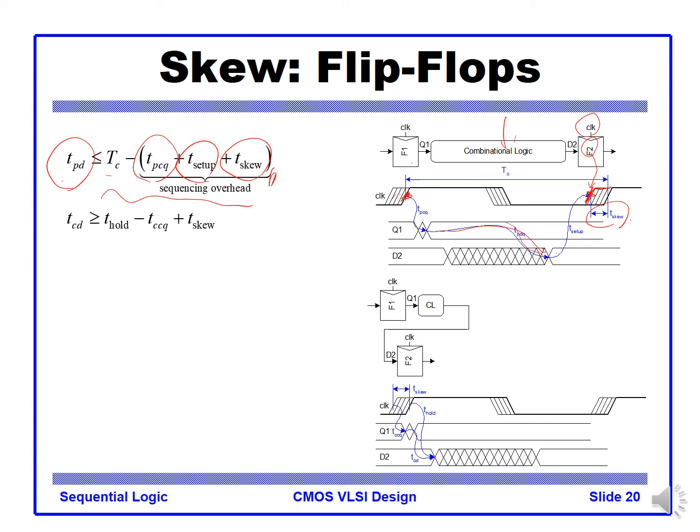For contamination delay, the calculation is shown here also. So if there is a clock skew there, the hold time required for this F2 is T hold, but if the clock on the F1 is launched earlier like that, then we need more contamination delay from the CL. So we need more delay, minimum delay of the CL, to satisfy the hold time, right? This is the equation that we must follow.